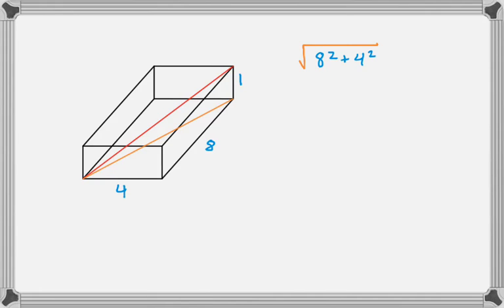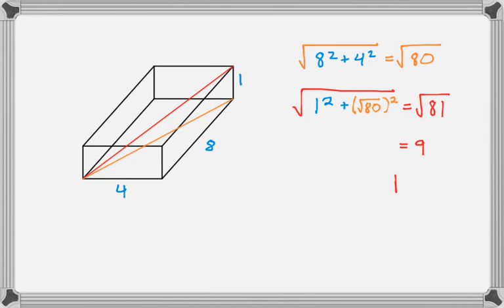So that's going to be the square root of 8 squared plus 4 squared. You should definitely use a calculator for that, but it's going to be radical 80. And then I have a right triangle that has a leg of radical 80, a leg of 1, and the hypotenuse is what I'm actually looking for. So that's going to be the square root of 1 squared plus radical 80 squared, which is the square root of 81, which is 9. And so the answer is B.